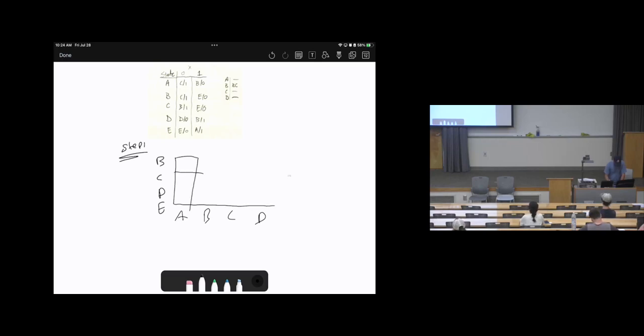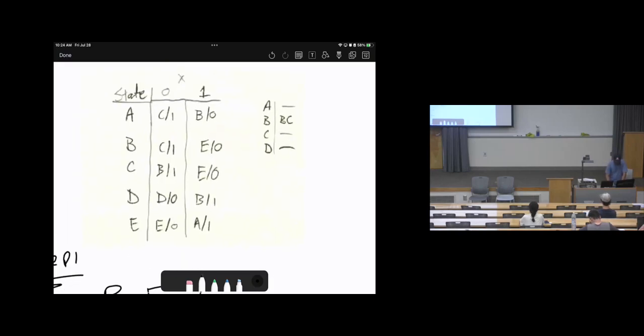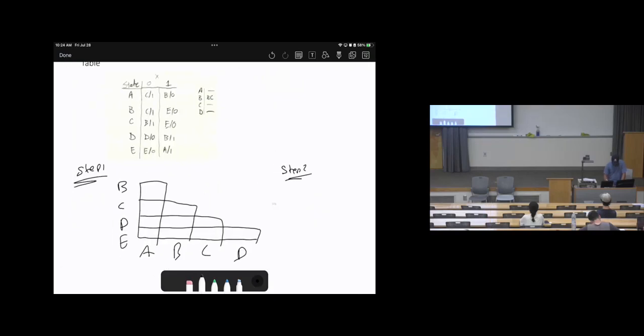This is the first one, second one, third, fourth. Now, we're done with step number 1. Step number 2, look at the outputs. I'm going to redraw the table just for monitoring. Actually, you don't need to do it. You can just look at the outputs and do it, but I'm going to do it here for demonstration purposes.